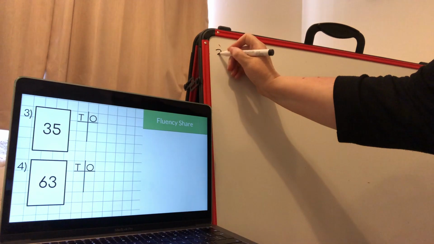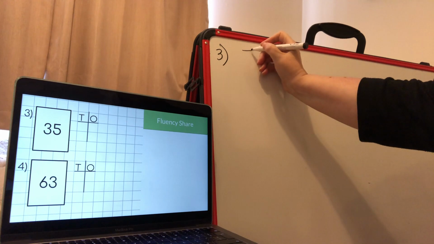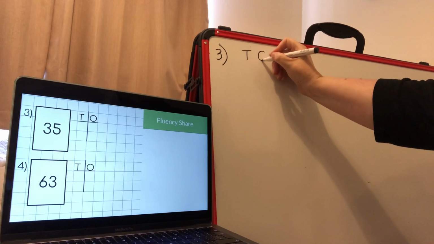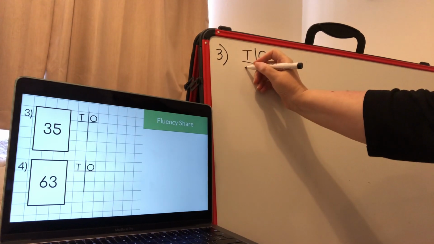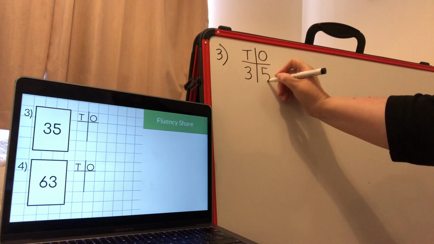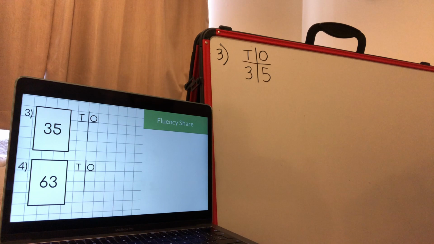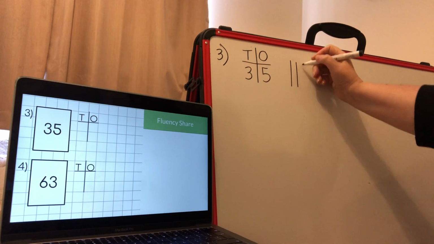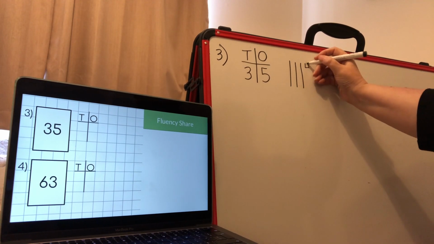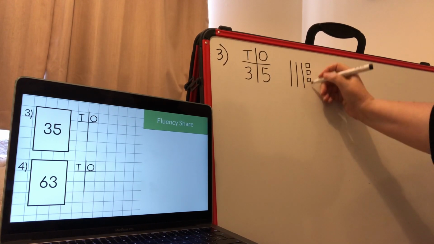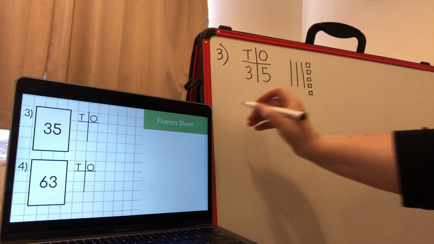Question 3. Remember to draw your bracket around your question number. T in one square in your book, O in the other. Draw lines to make your grid and put in the number 35. 3 first, 5 next. So we can see 35 has 3 tens. So let's draw 3 tens rods. 1, 2, 3. And 5 ones. 1, 2, 3, 4, 5. Question 4.